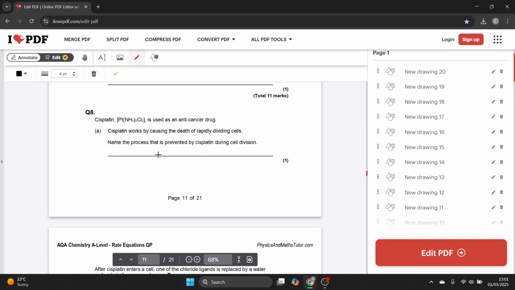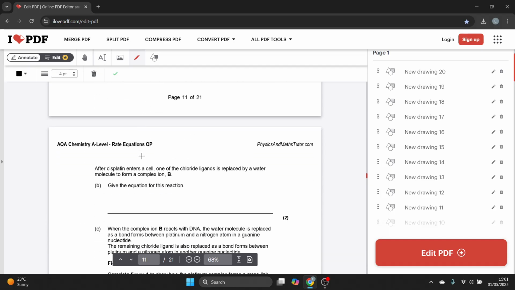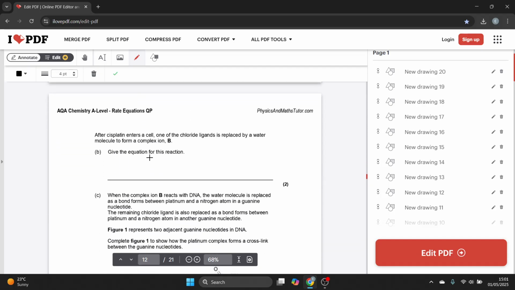Name the process that's prevented by cisplatin during cell division. DNA replication. Yes, it is that. DNA replication. Give the equation for this reaction.